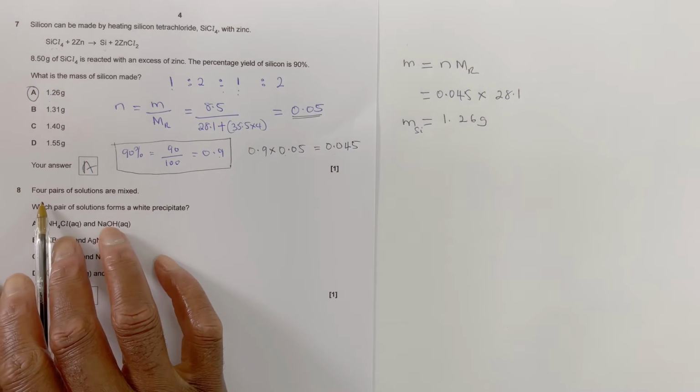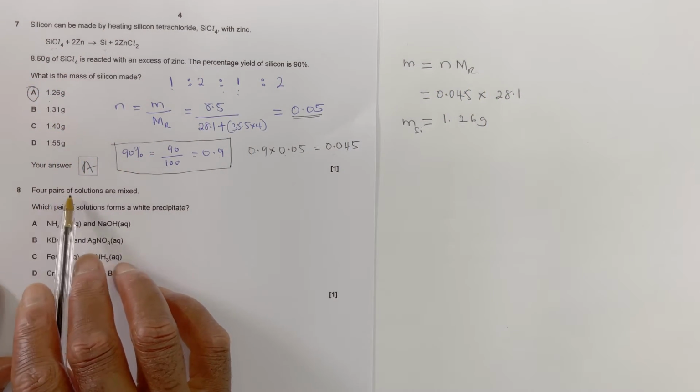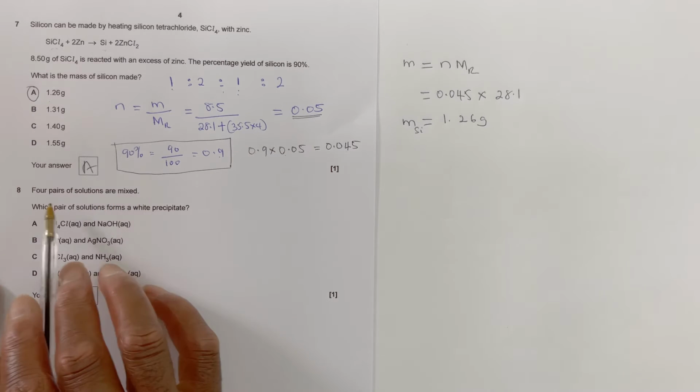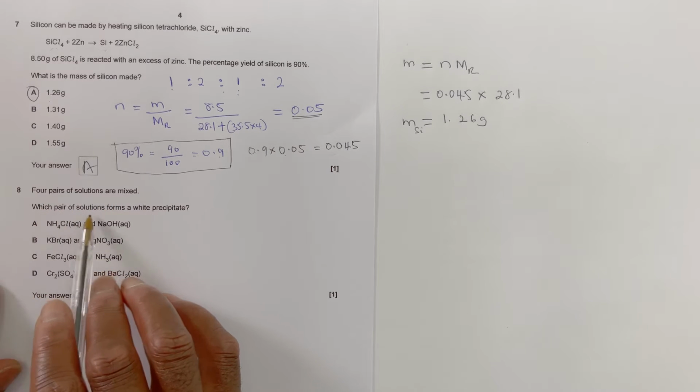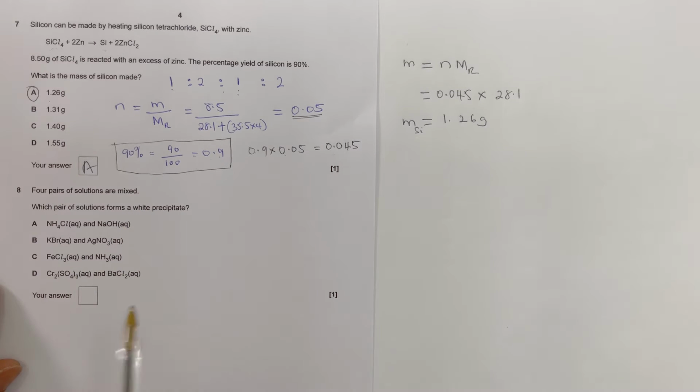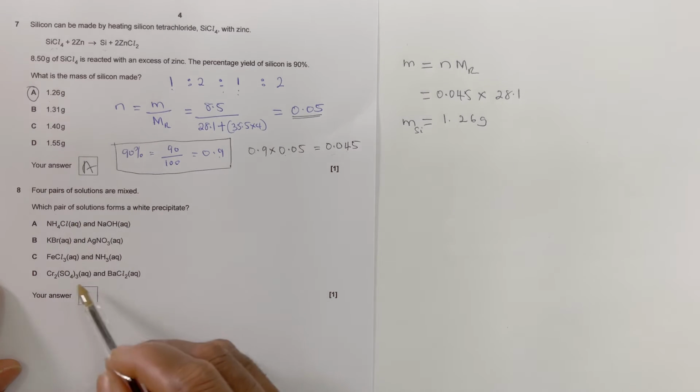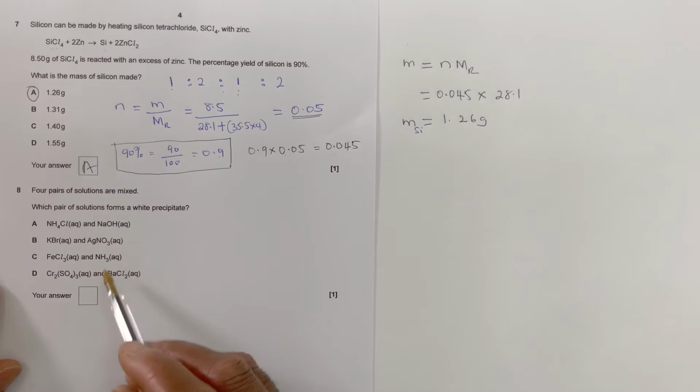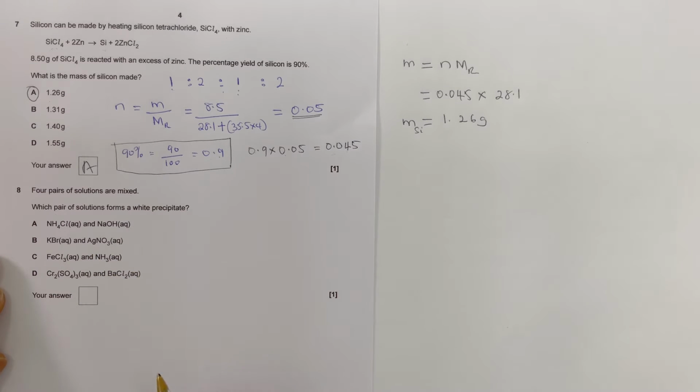Question 8. 4 pairs of solutions are mixed. Which pair of solutions form a white precipitate? So these are the 4 pairs of solutions, and we need to find out which one is a white precipitate.